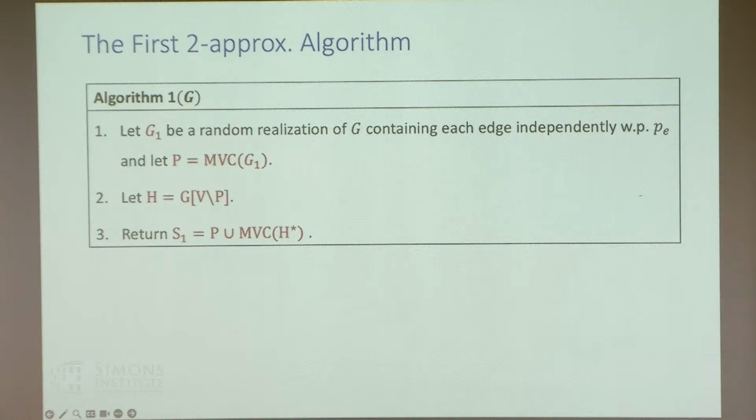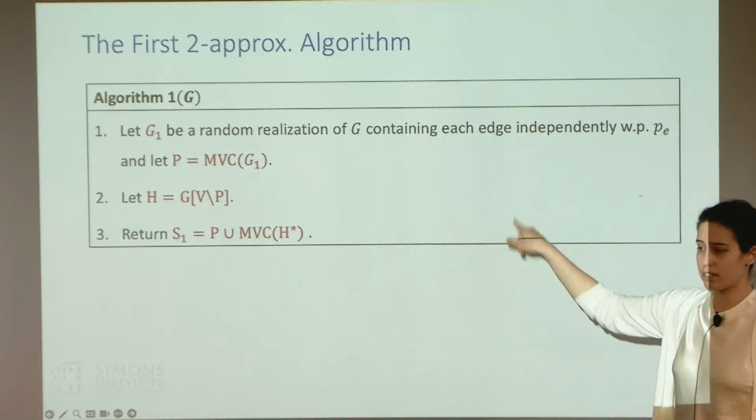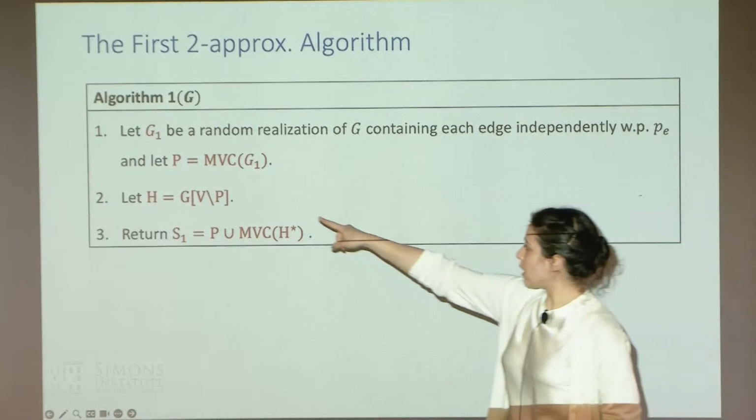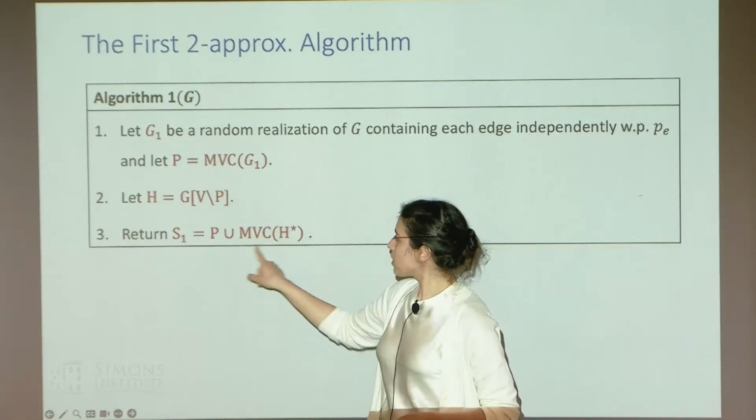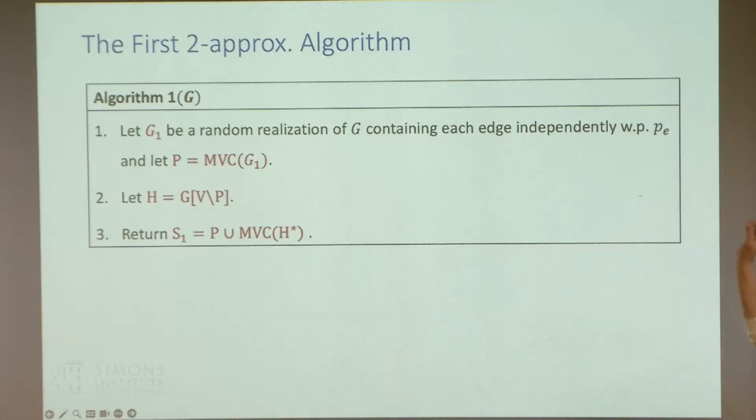Right? So after you commit these, you don't have to worry about the edges that are connected to these vertices, right? So you only query the induced subgraph of G over the rest of the vertices. And then what you output is the union of P and the minimum vertex cover of all the edges that we queried and were realized. Okay, so H star is the realization of H.